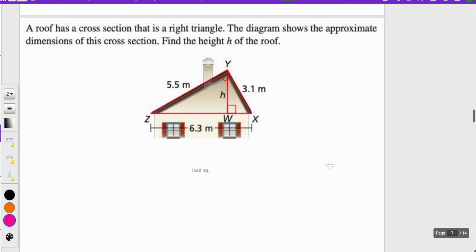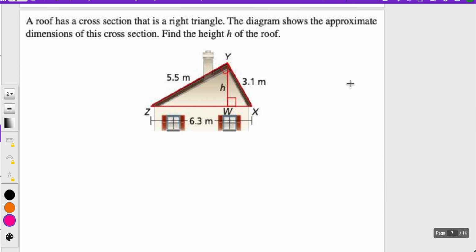Next up, we're going to look at these. It says a roof has a cross section that is a right triangle. The diagram shows the approximate dimensions of this cross section. So again, this cross section is essentially showing the altitude. Okay. Find the height H of the roof.